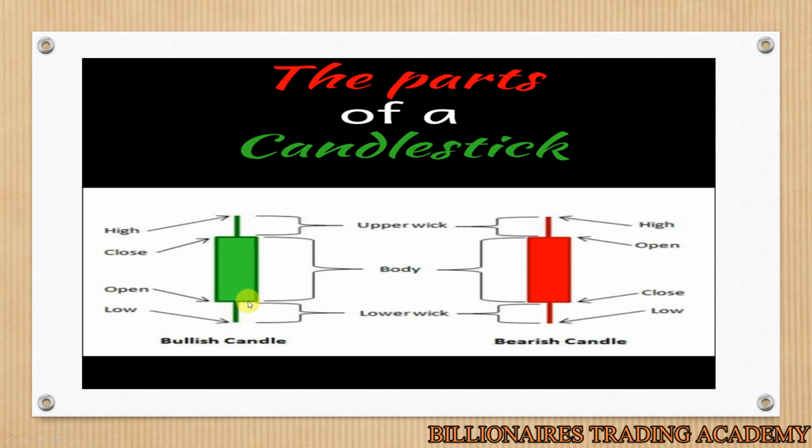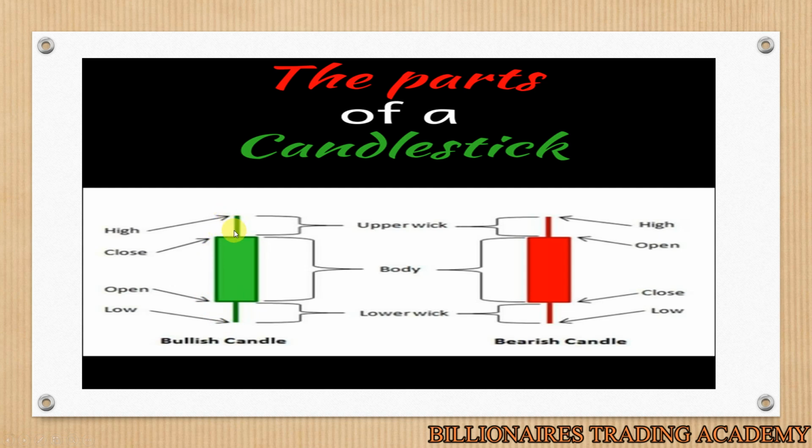Now where this is starting from, it's called the open, and where it's ending from is called the close. Now the close and the open make up what we call the body of the candlestick. We'll understand the use of the body of the candlestick later on. So we have the low, the open, the close, and the high.